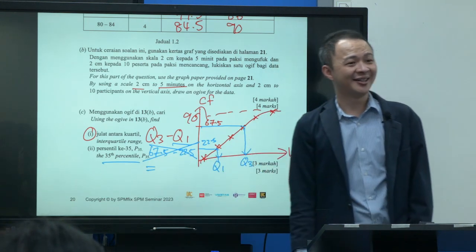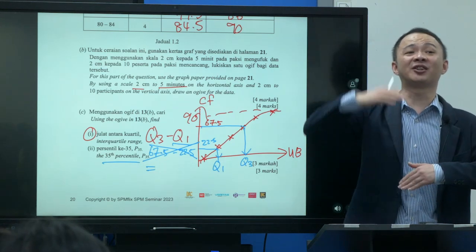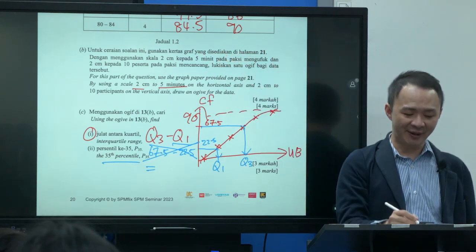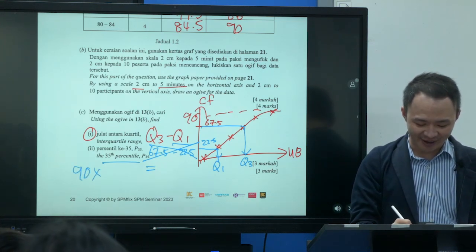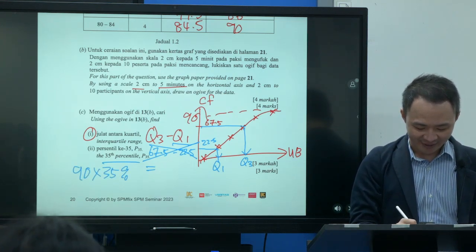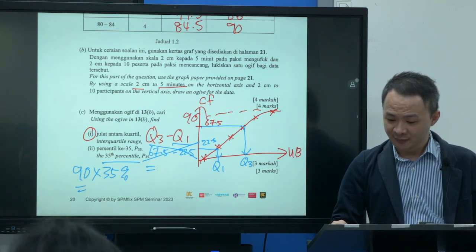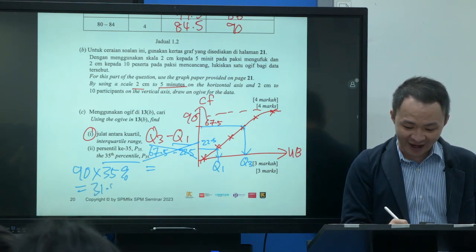Percentage, you know, right? This one means 35% of the total frequency. Just now you got 90, right? Multiply 90 by 35%. This is the meaning of percentile. So you will get 31.5.